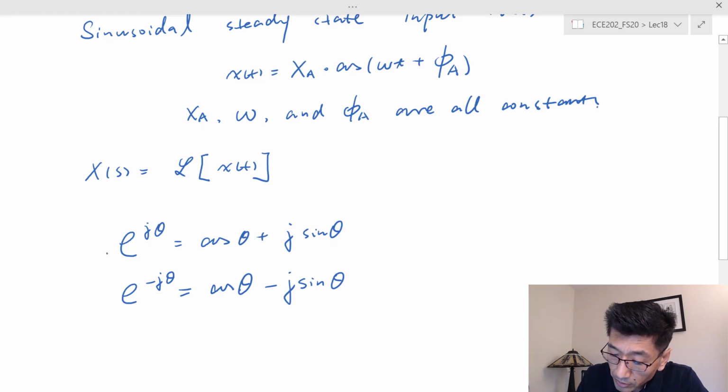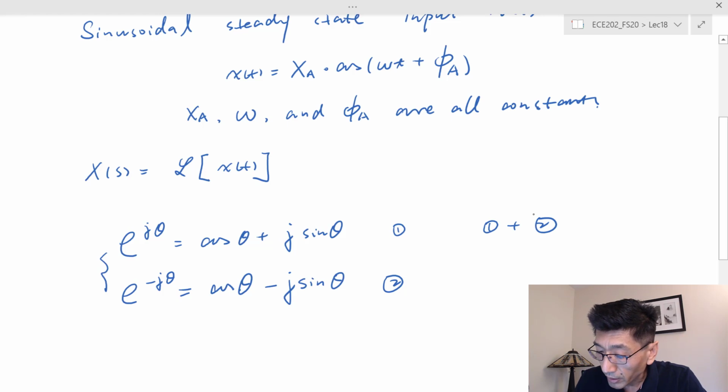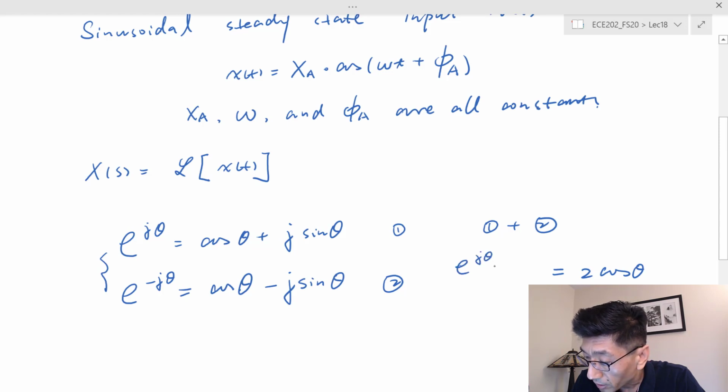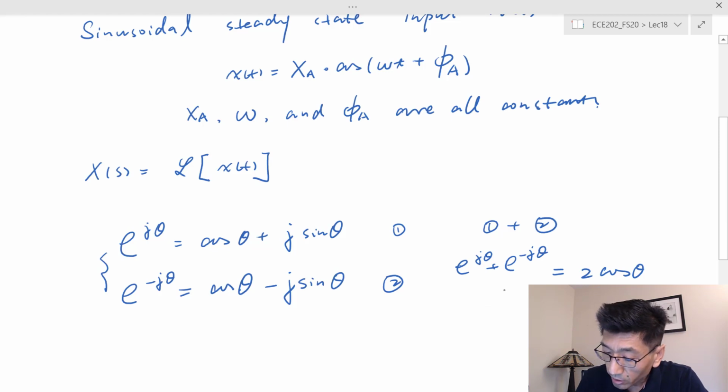So if we add these two together, this is 1, this is 2, 1 plus 2. What do we get? On the right hand side, we get 2 cosine theta. The j sine theta terms cancel, because one is a plus and one is a minus. So on the left hand side, I have e^(j theta) plus e^(-j theta). Therefore, I get a cosine theta.